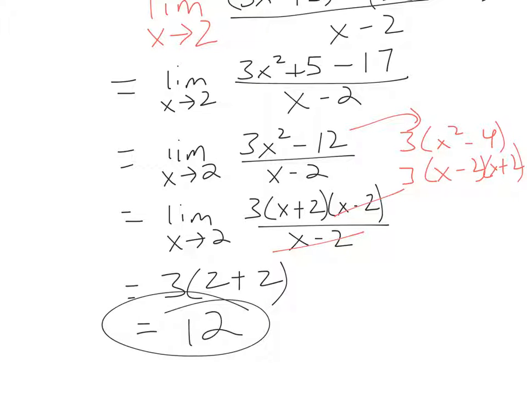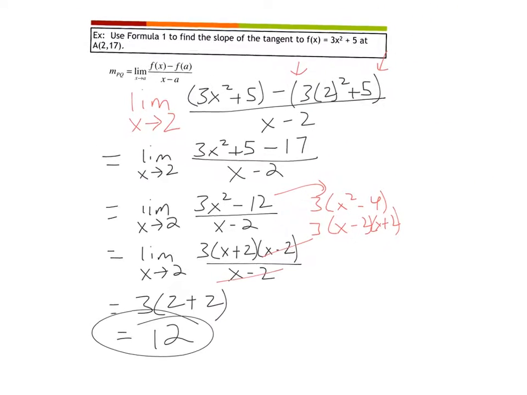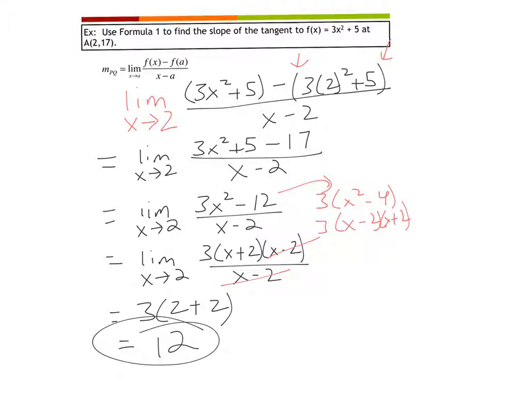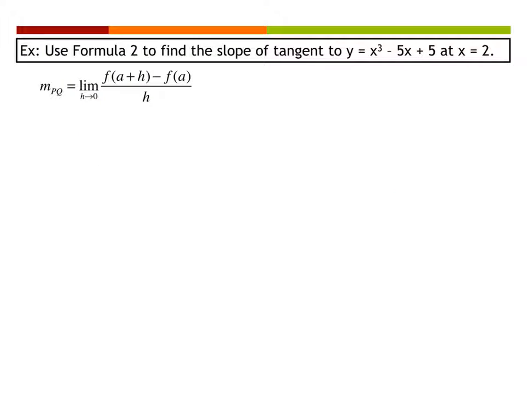So I use that slope formula, and I let my x value get closer to my a value, and I found the point. This yet again means I found the tangent line going through that graph at that point. So that's quite steep. 12 is quite a steep slope.